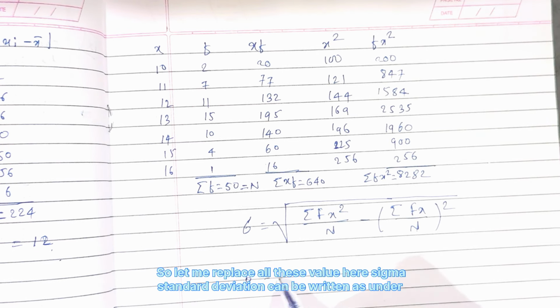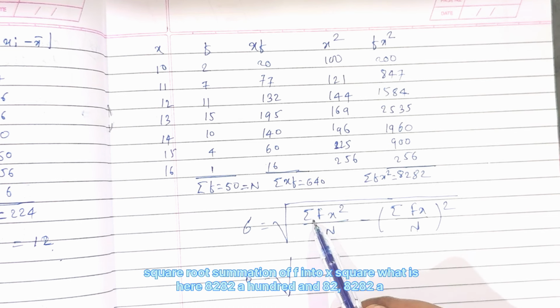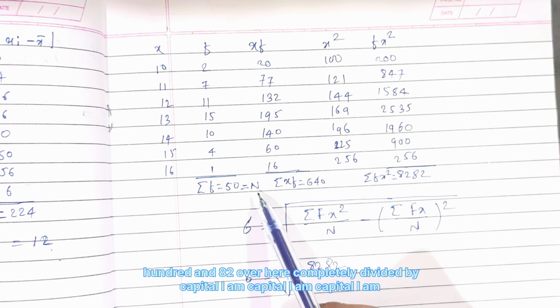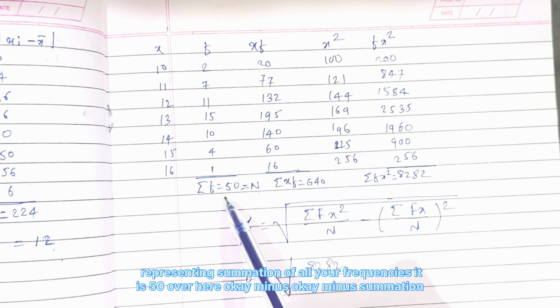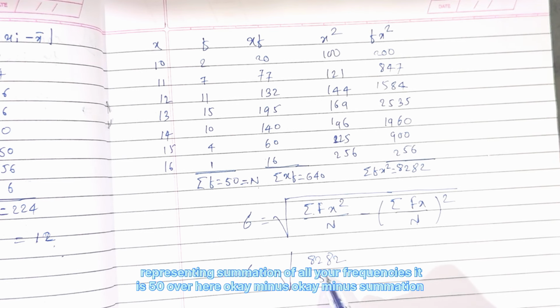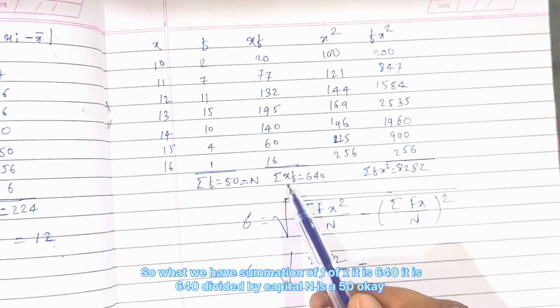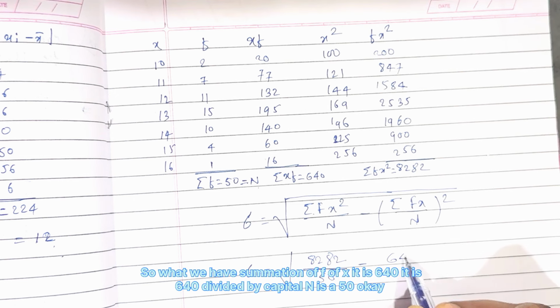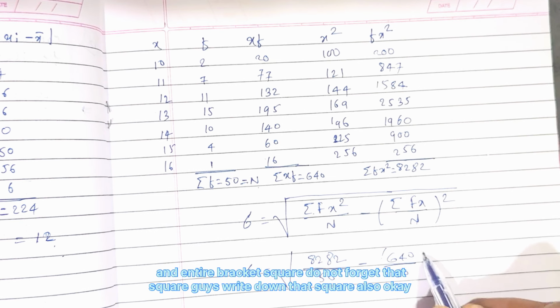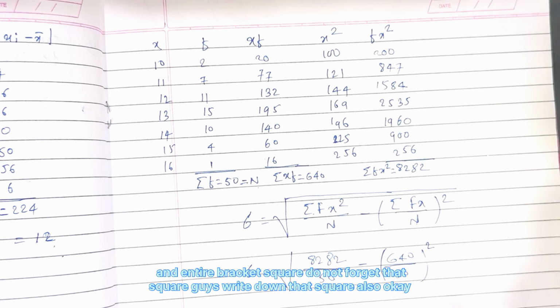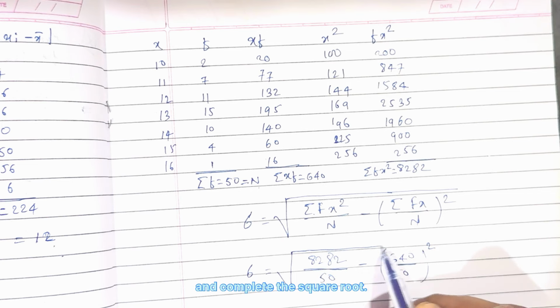Sigma, the standard deviation, can be written as the square root of summation of f into x square, which here is 8282, completely divided by capital N. Capital N represents the summation of all f frequencies. It is 50 over here. Minus summation of f of x. So what do we have? Summation of f of x is 640, divided by capital N, which is 50. And the entire bracket squared. Don't forget that square, guys. Write down that square also. And complete the square root.